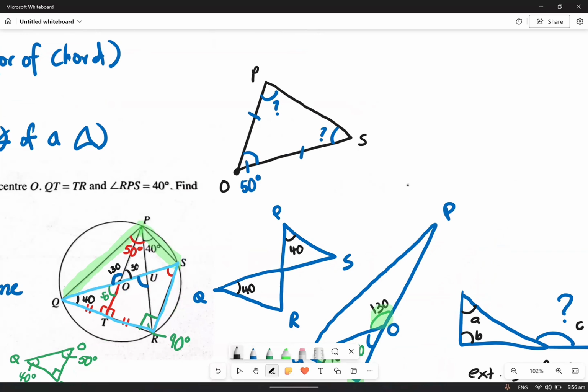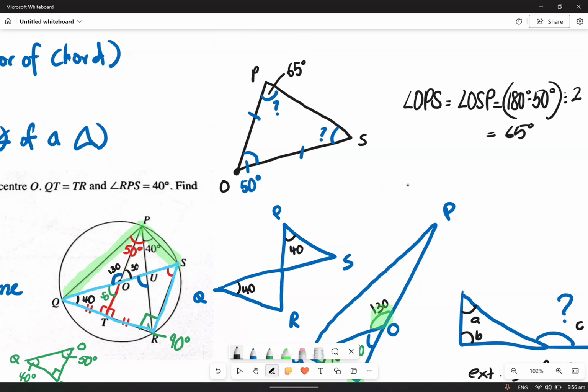Okay, so let's find whatever we can find first. Angle OPS is equals to angle OSP. Am I making sense? 180 degrees minus 50 degrees, you divide it by 2, correct? Don't need to write in fraction form, just put divide by 2 over here. All right, we get 65 degrees. You all agree or disagree? Can you understand? Okay, all right. So I will just stop here for a bit.